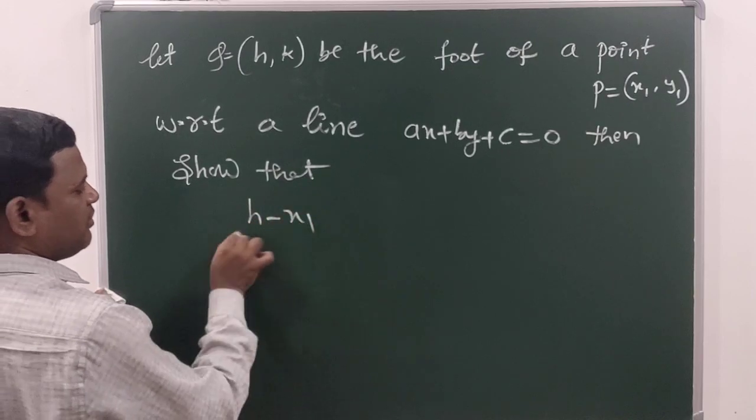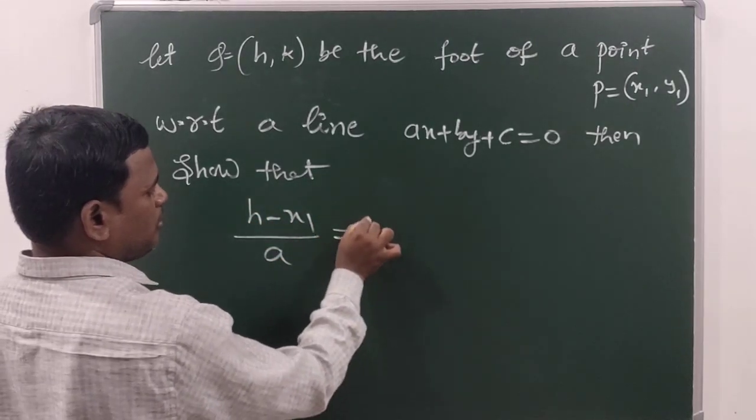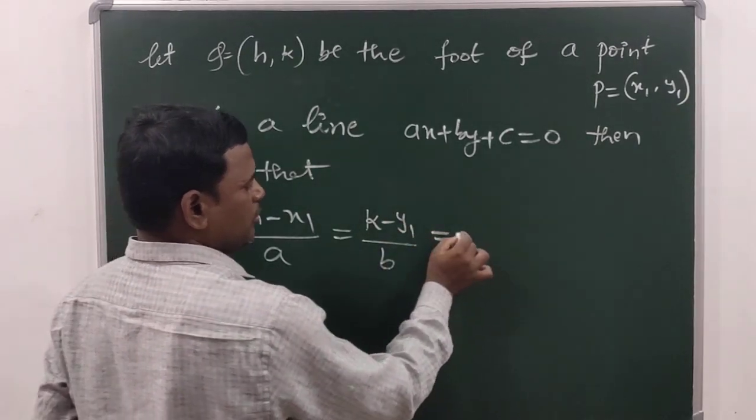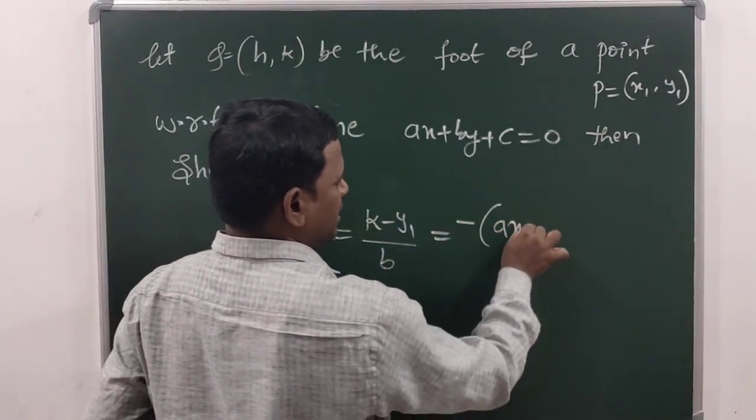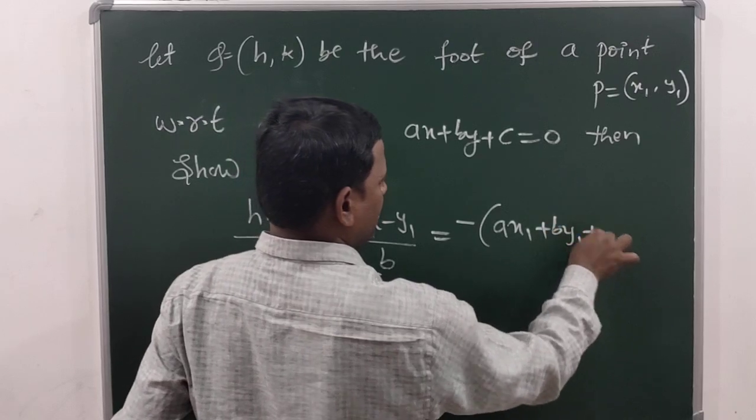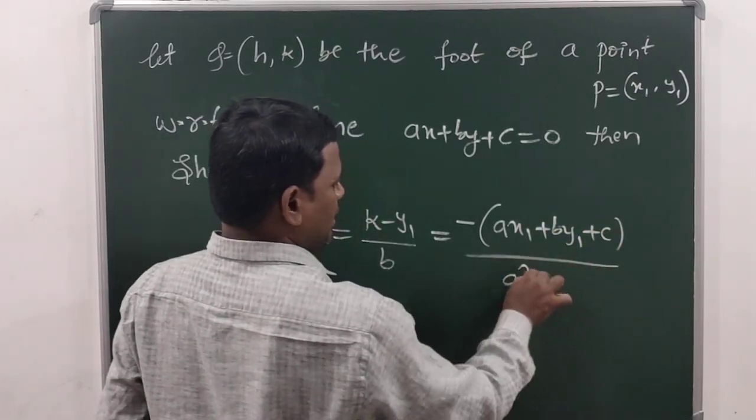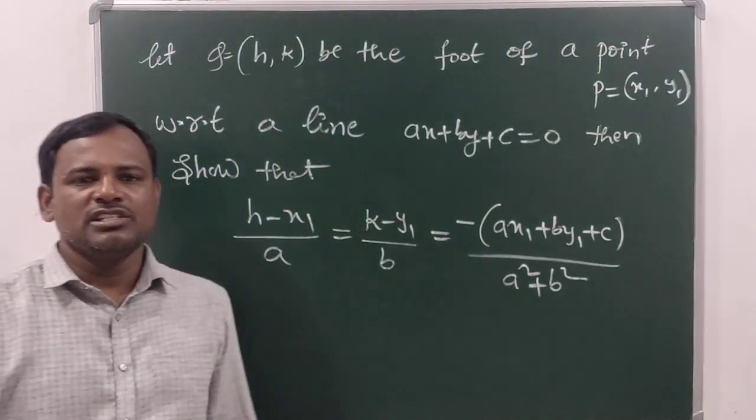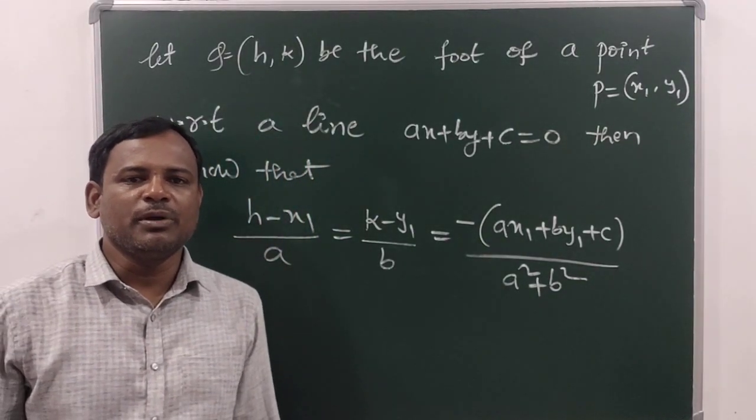(h - x1)/a = (k - y1)/b = -(ax1 + by1 + c)/(a² + b²). So this is the statement of the foot of the perpendicular theorem.